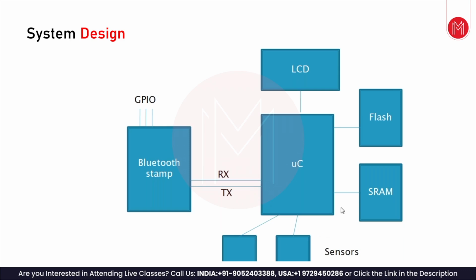The rest of the application board can have an LCD or a flash or SRAM, the sensors and all that are there, and the Bluetooth stamp enables the device to wirelessly communicate with the other devices and all that. So it wireless enables your application, whatever the application.